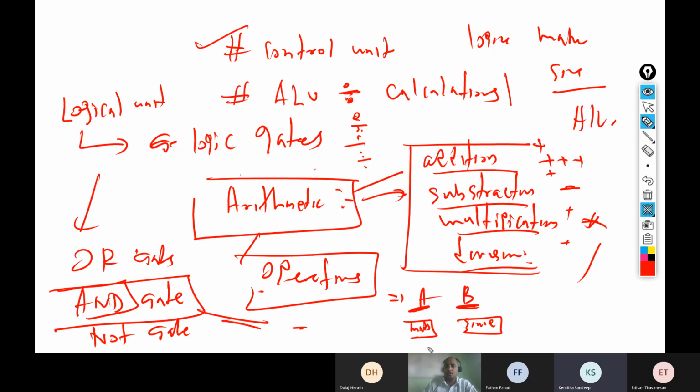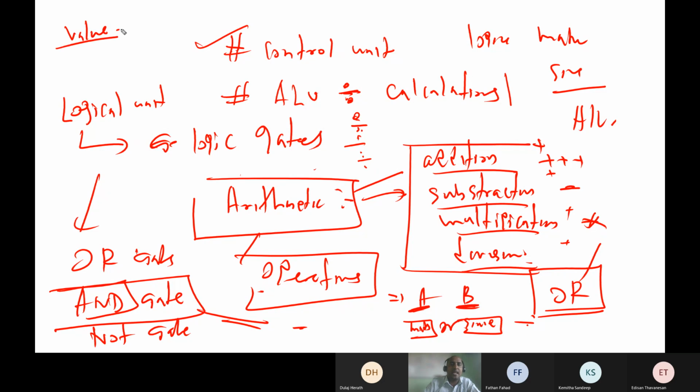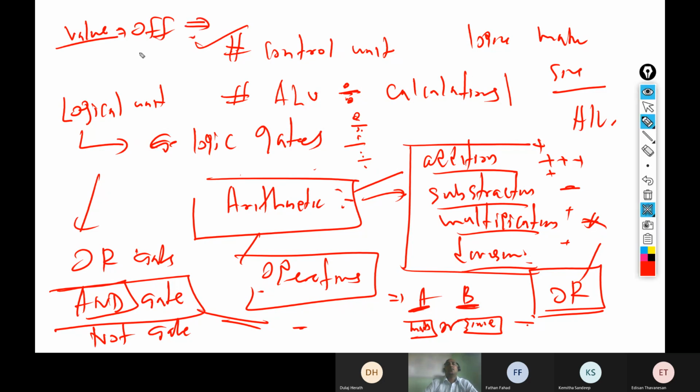OR gate means, assuming that you only need to pass maths or science. Only one logic needs to be satisfied, and then the output is satisfied. And NOT gate is like this. For example, with a water tank and motor, if the valve is off, what is the opposite of that? The valve can be on. If the valve is on, what is the opposite? NOT gate means the valve is off.